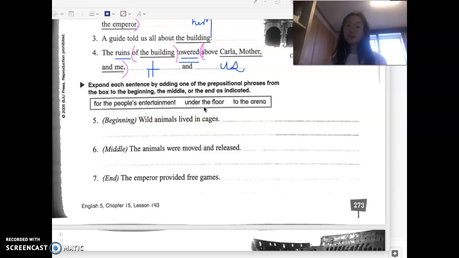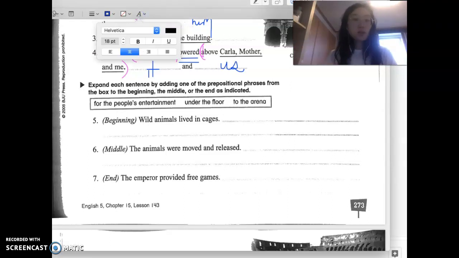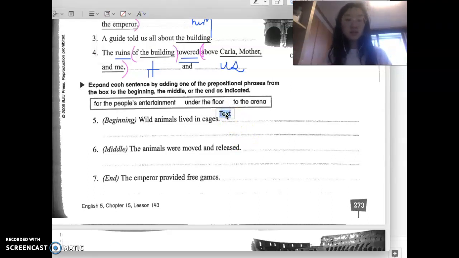Under the floor, wild animals lived in cages. To the arena, wild animals lived in cages. Which one do you think makes the most sense? I think it's under the floor because it tells you where. So under the floor, wild animals lived in cages. It kind of tells you where the cages are, right? You might have a different opinion. And in this case, you could definitely write in the comments or contact me, and then I'll definitely help you with what you put as well. So I'm going to put here, under the floor, wild animals lived in cages.